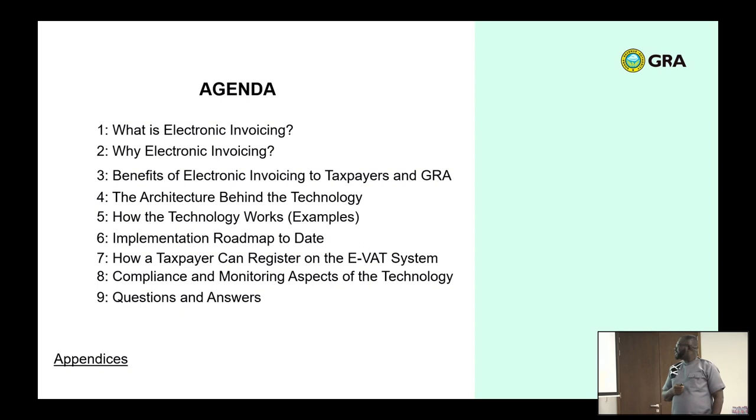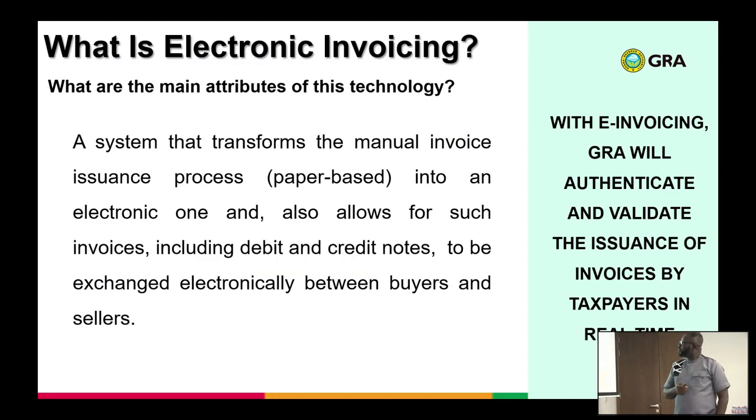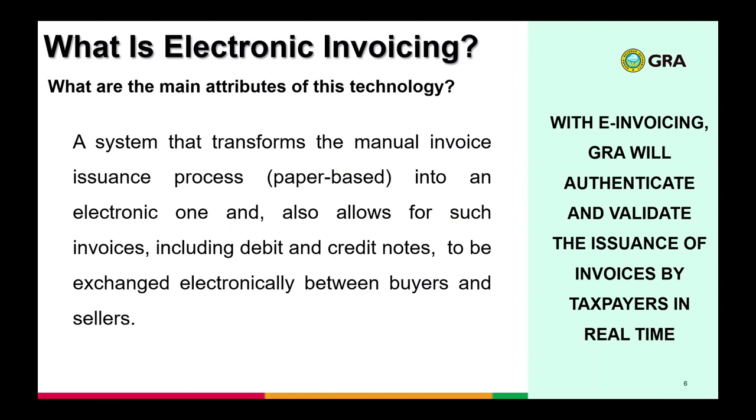So we'll go through what the electronic invoicing system is, why we are implementing this solution, and the benefits of the electronic invoicing system, both to the taxpayer and to GRA. And then we look at the architecture, the technology behind the system, and how the technology works, just to give you some few examples, looking at POSs and the rest of it. And then the implementation roadmap: what have we done to date in implementing the system? And how a taxpayer can register onto the E-VAT system, compliance and monitoring aspects of the system. And then we allow for you to ask questions. So this should take us roughly 20, 25 minutes to complete.